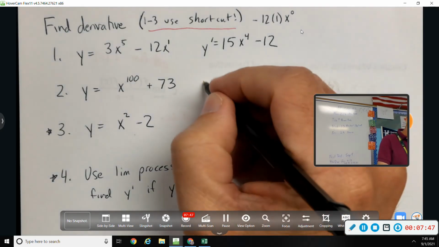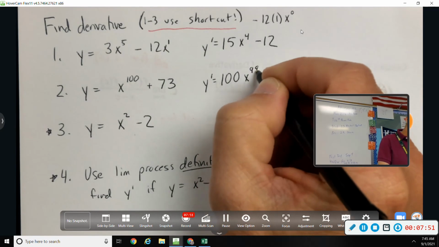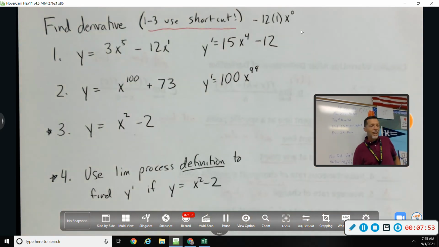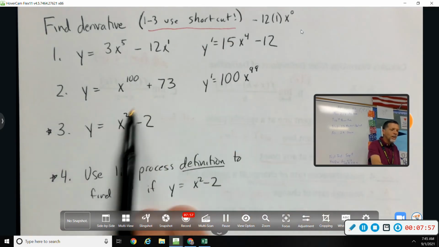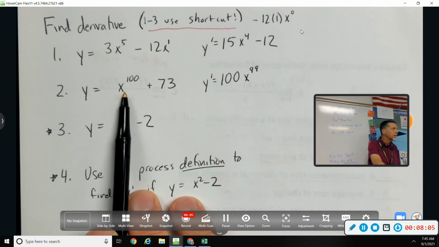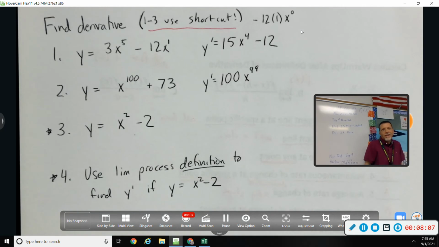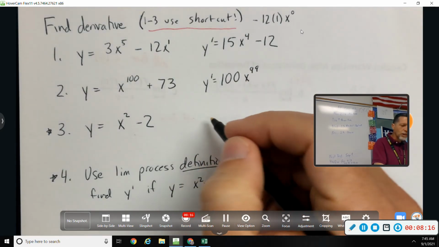All right, Melissa, how about number two? I've got 100x to the 99. Yep. So, again, that's a great example of one that's super easy with the shortcut rule and would be, I guess not impossible, but pretty close to impossible using the long way around. Right, because you'd have x plus h to the 100th. I mean, theoretically, you know how to do that. That would take forever. So there's a good reason to use the shortcut rule.